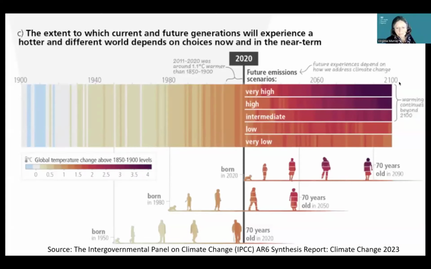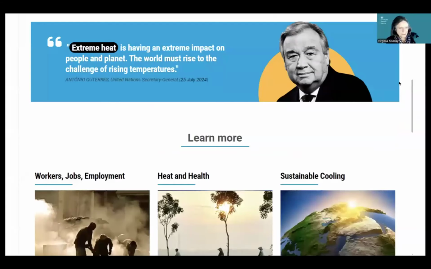But what we do have is an amazing UN Secretary General. So Antonio Guterres has talked about extreme heat having extreme impact on people and planet, and the world must rise to the challenge of rising temperatures. And he did an incredible press conference in July 2024, really trying to get people to think about workers and jobs and employment and heat and health and what is sustainable cooling.